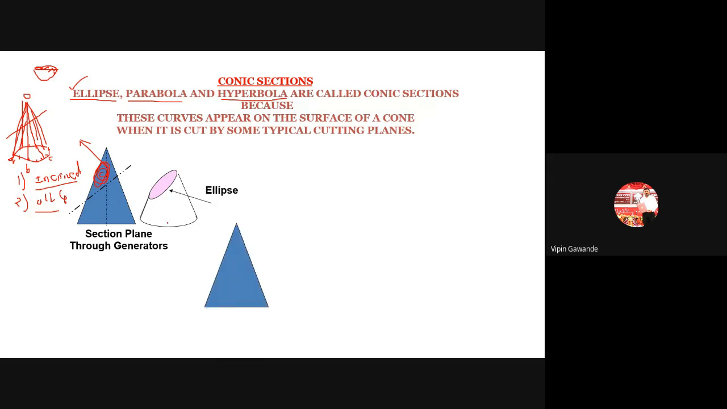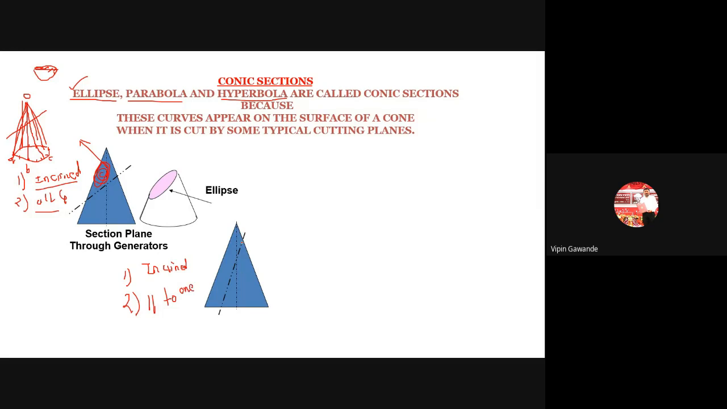Now what is the second? That is the parabola. Again you take the cone, and now we have to take the cutting plane. Here also we have two conditions. The first condition is that the cutting plane must be inclined to the axis, making some angle with the axis, similar to the ellipse. The second condition is that it must be parallel to any one generator.